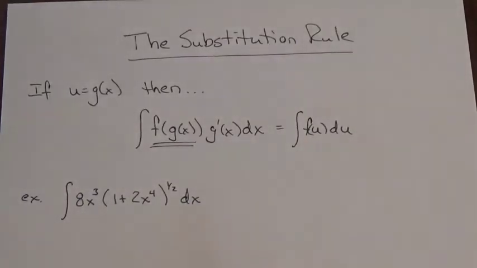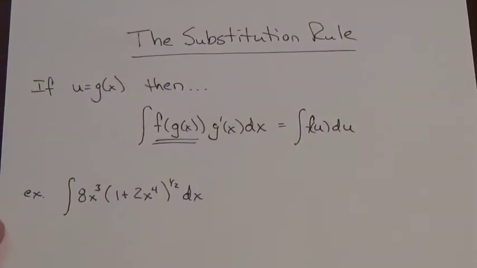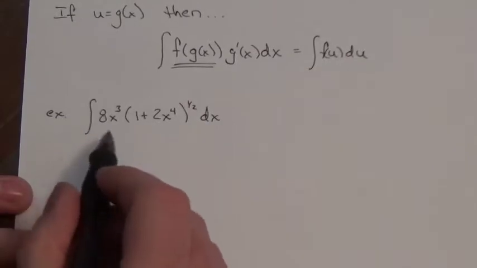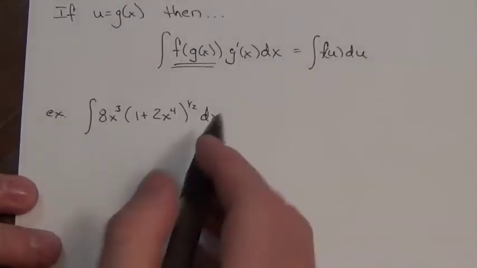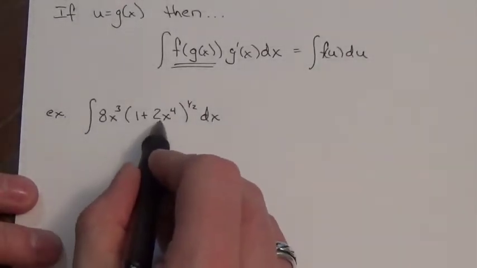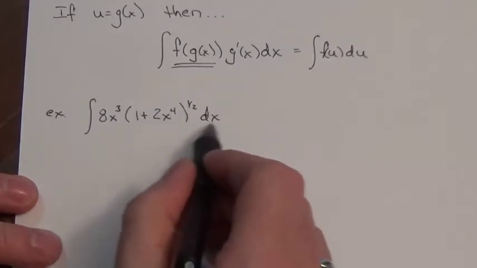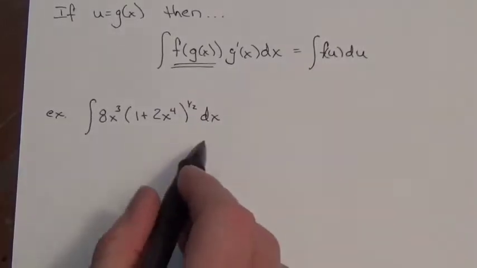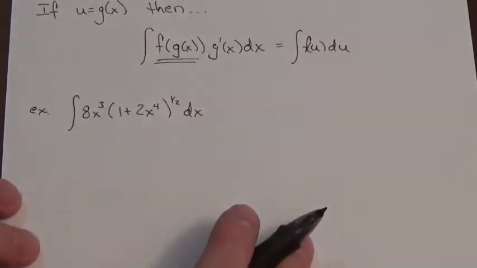Now, to really get a sense of how substitution works, what we've got to do is get in there and do some examples so that you can see it happen. So that's what I'm going to do. I've got a series of examples that we're going to work together on. This first one, we're going to take the integral of 8x cubed multiplied by (1 plus 2x to the fourth) all to the 1/2, with respect to x. So x here is our independent variable.